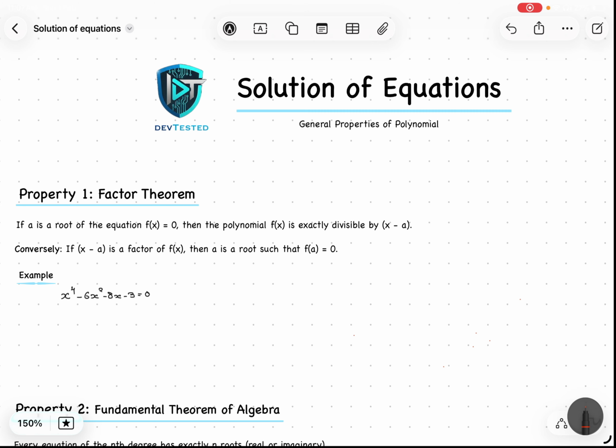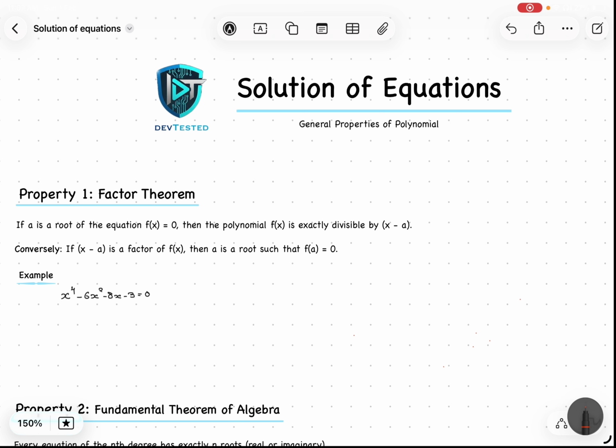We'll start today's lecture with general properties of polynomials. Starting with property 1, the factor theorem. It states that if a is the root of the equation f of x equals 0, then the polynomial f of x is exactly divisible by x minus a.